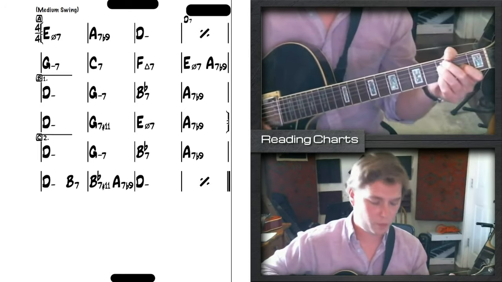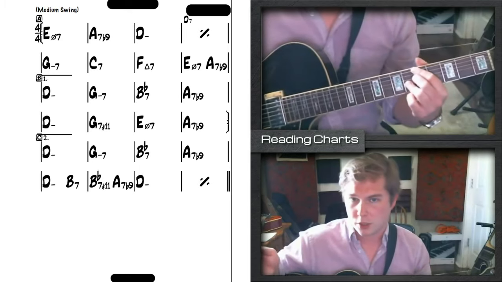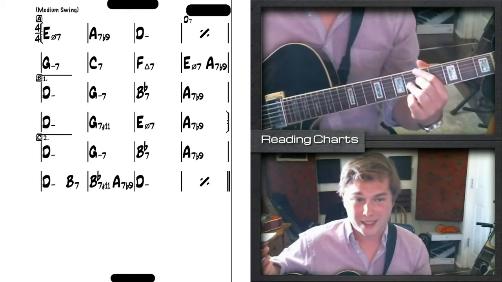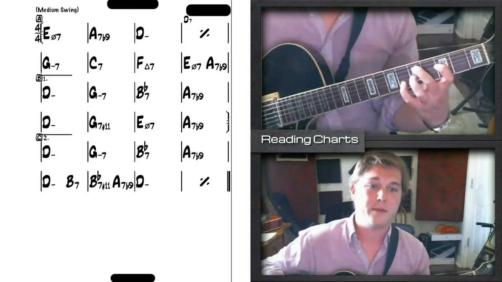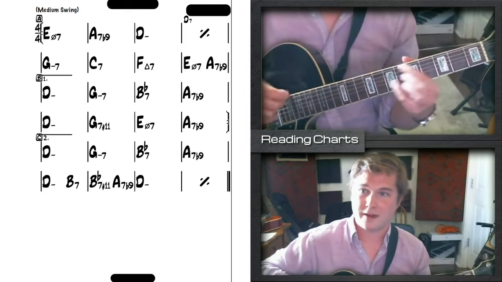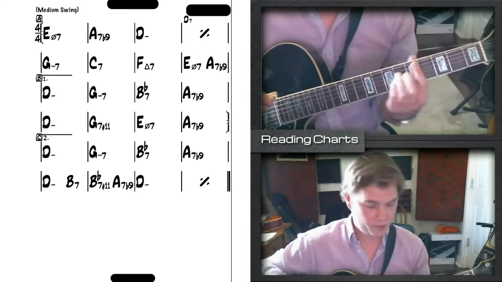1, 2, 3, 4. 1, 2. Right. E half diminished, A7th, and 2. That split bar. Now you're going to take the second ending, right? D minor, G7th, B flat, A7, right? Now check this out. This is kind of another funny one here.